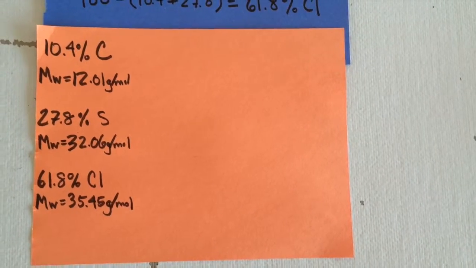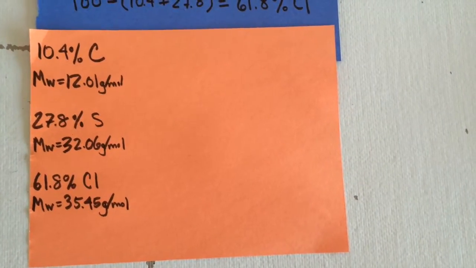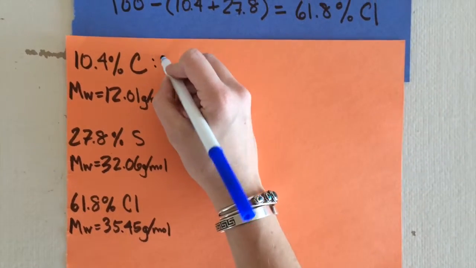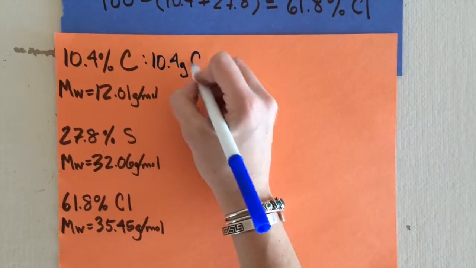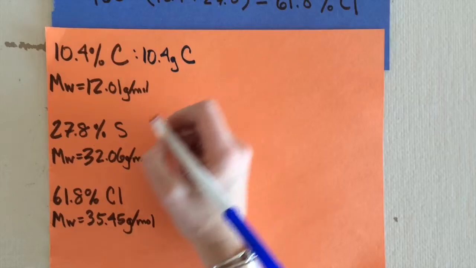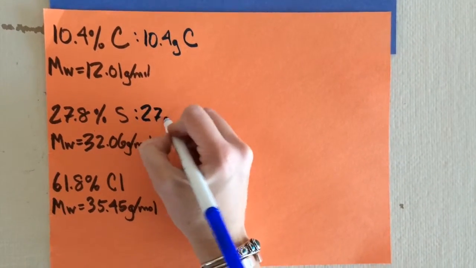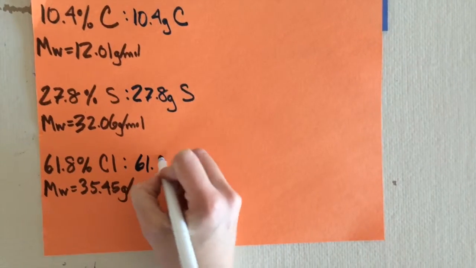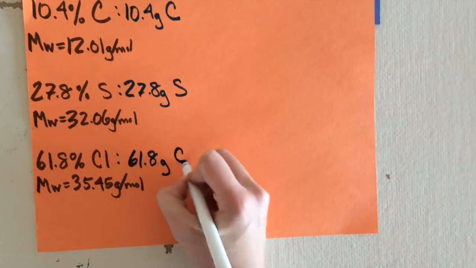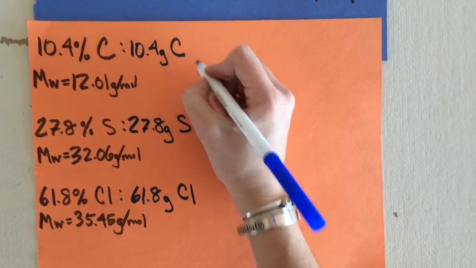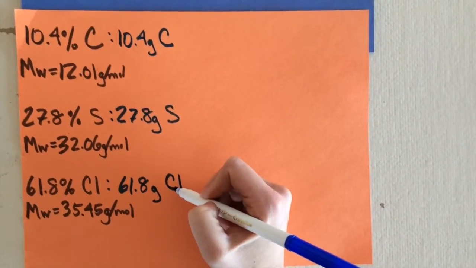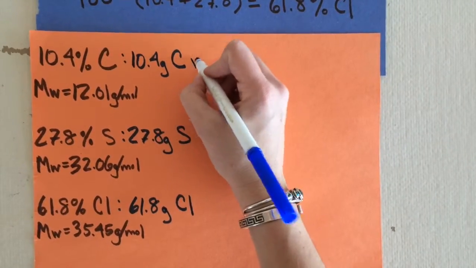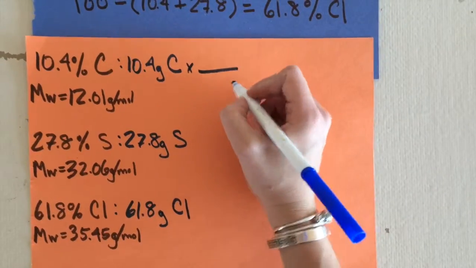Now we are going to equate the percentages of each compound to the number of grams. We're going to say that there are 10.4 grams of carbon in the compound. We're going to say that there are 27.8 grams of sulfur and 61.8 grams of chlorine. Now, we want to convert these grams to moles using the molecular weights of each element. We're going to use dimensional analysis.